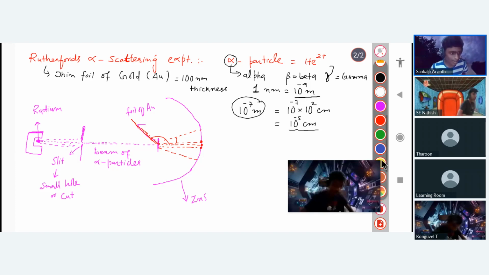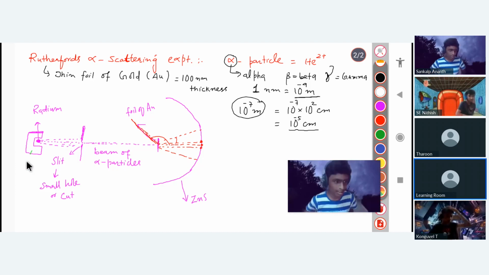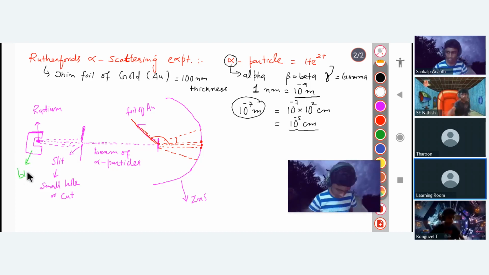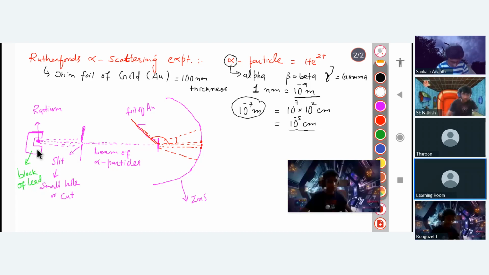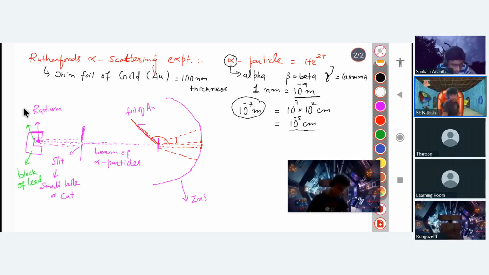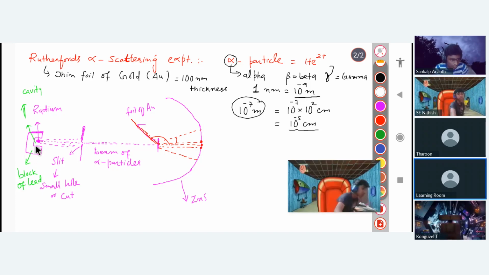What is that block behind that radium element, sir? This is a block of lead. It helps so that the radiation won't spread anywhere. Exactly. It has a cavity in which this radium is kept, and it will push these radiations only in this direction. So radiations will not go here and there; they will pass straight through this slit, and we will get a straight beam of alpha particles, which will fall on this thin foil of gold.